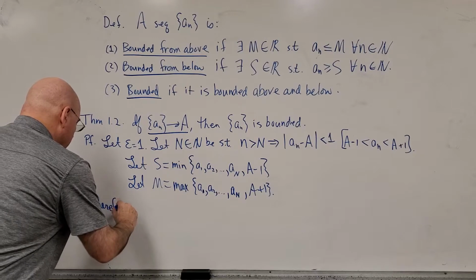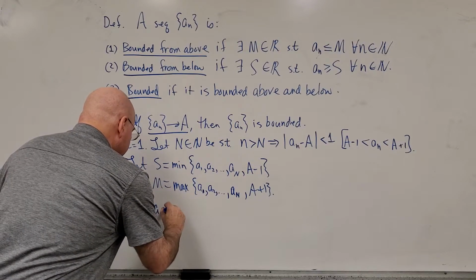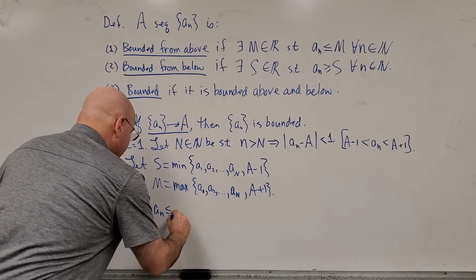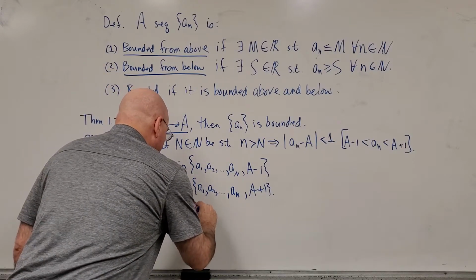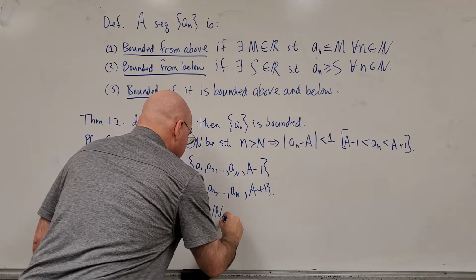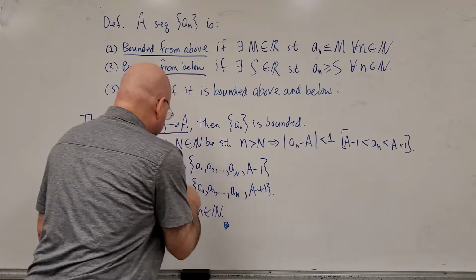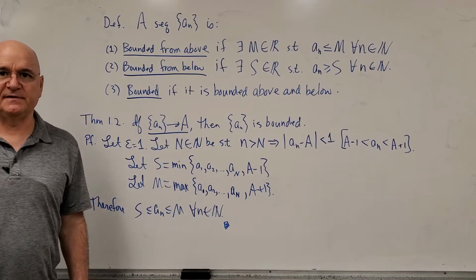Therefore, a_n is in between S and capital M for all natural numbers n. And that's the definition of a_n being bounded, and that's the end of the proof.